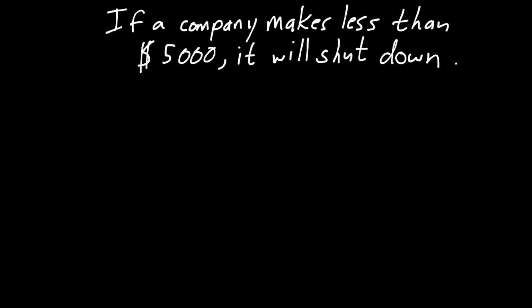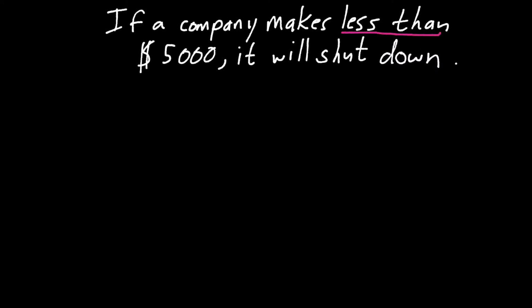For our last one, we're talking about the finances of a company, and if that company makes less than $5,000, it will shut down. Well, the key word that we're going to see here is "less than." And if we wanted to write an inequality about the interval of money they could make that would cause them to shut down, we can write it in our inequality.